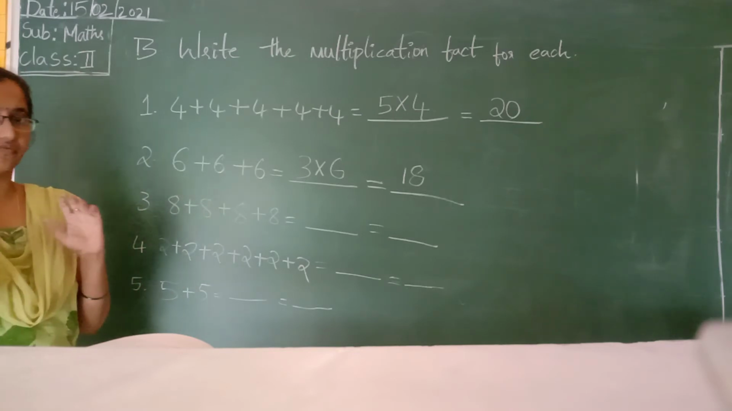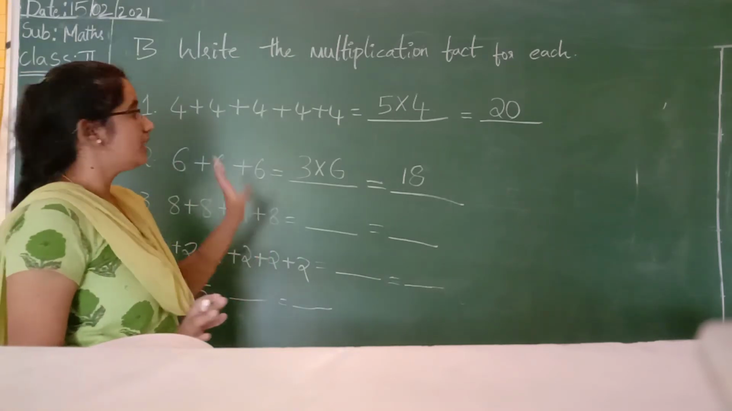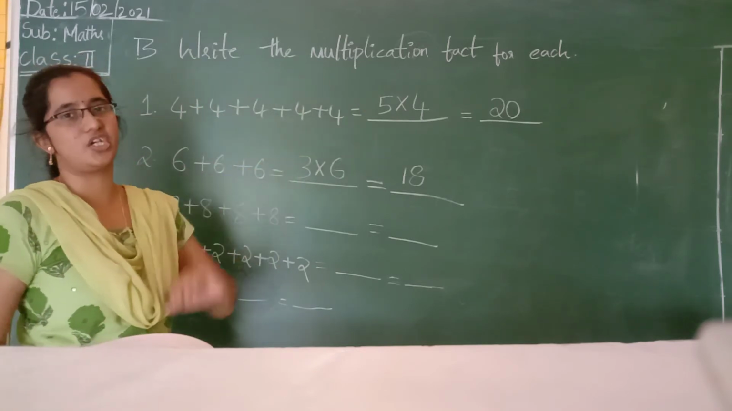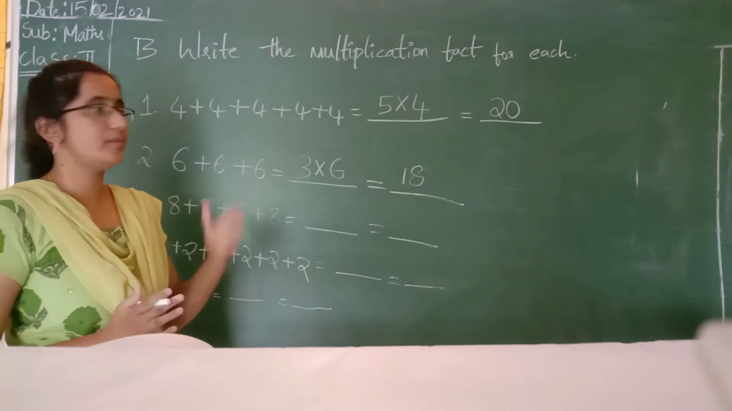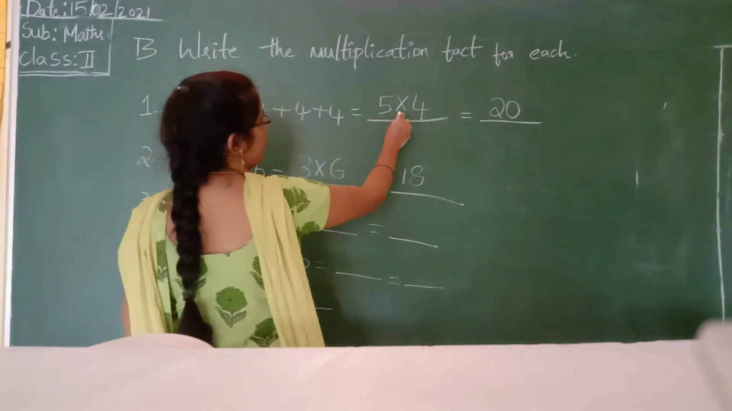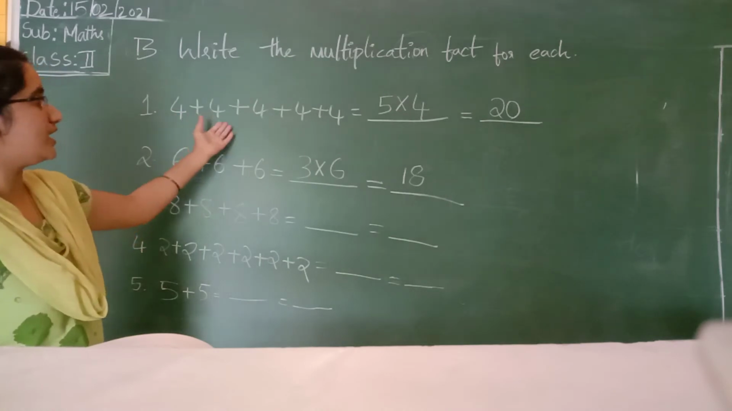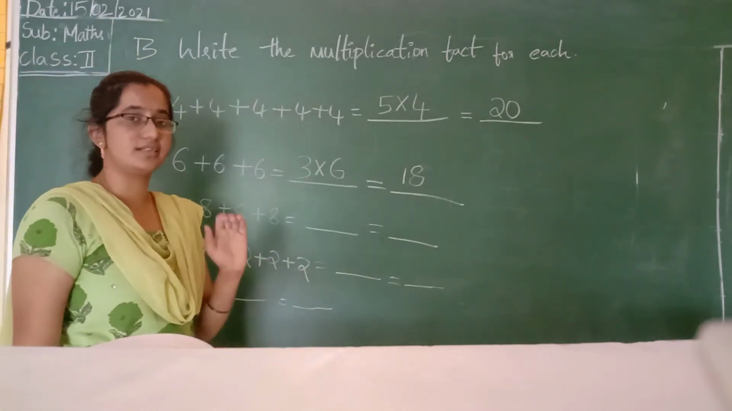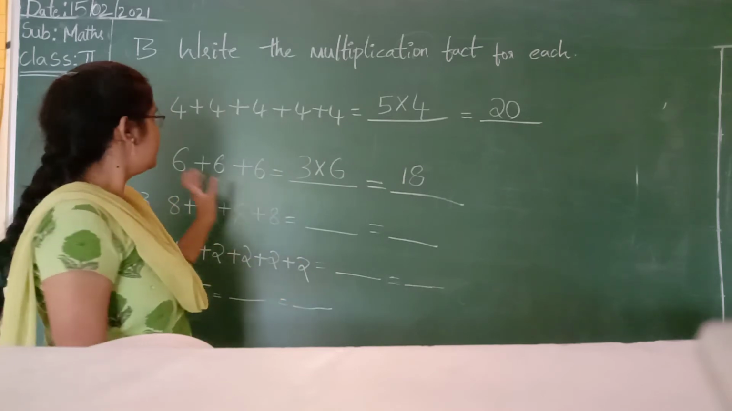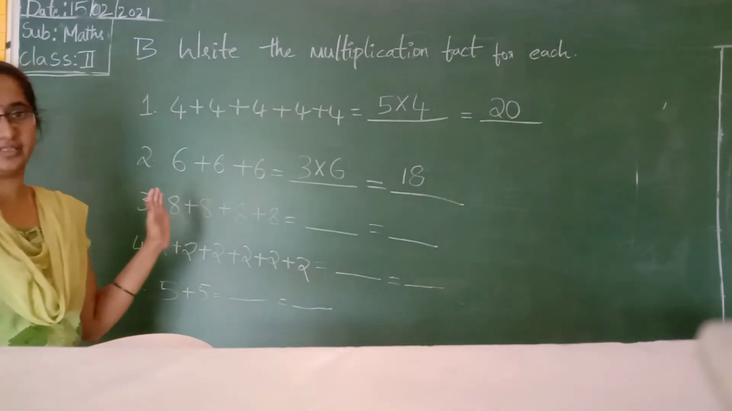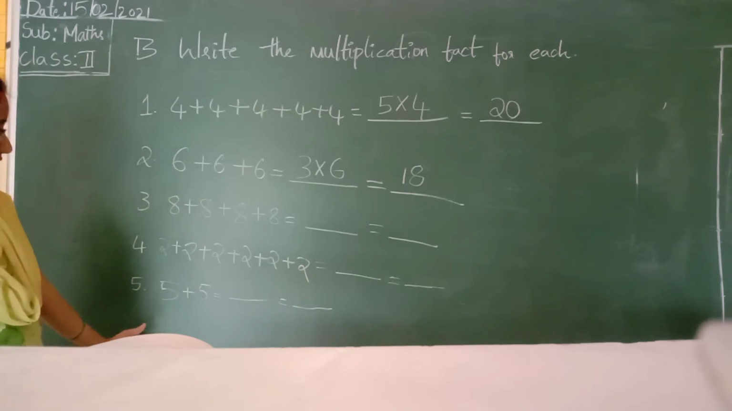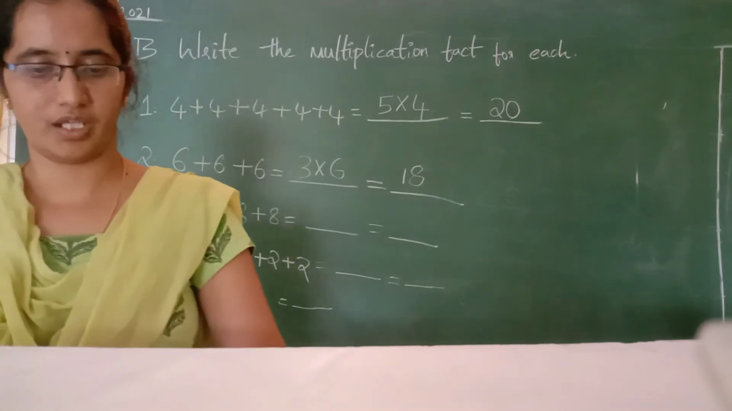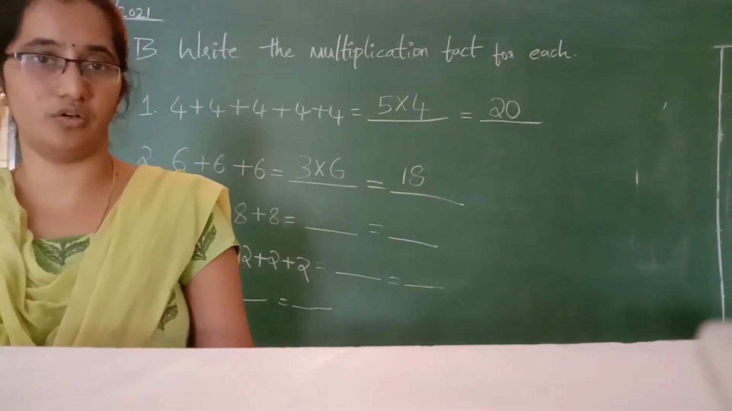The multiplication fact is nothing but writing the repeated addition of the number in the form of a multiplication. This is the symbol of the multiplication. So the repeated additions are given and you have to convert them into the multiplication form. That is the multiplication fact. And here also we have done this. The remaining three you have to do for homework.